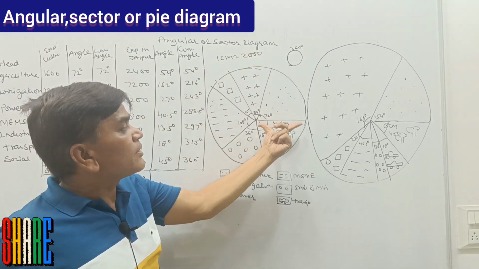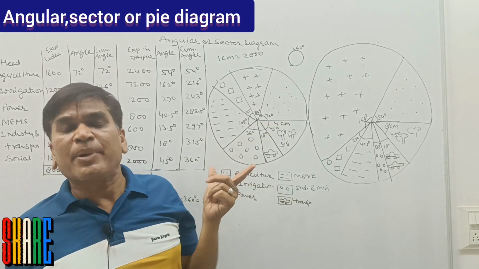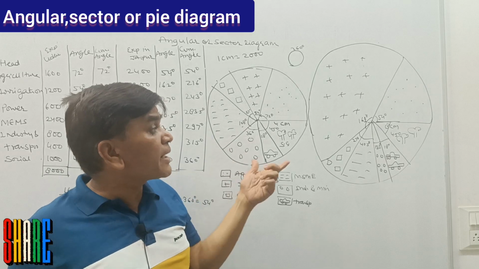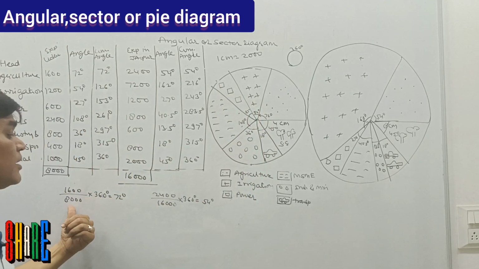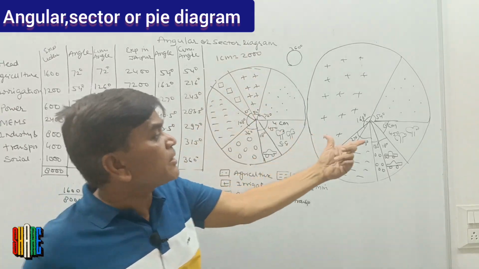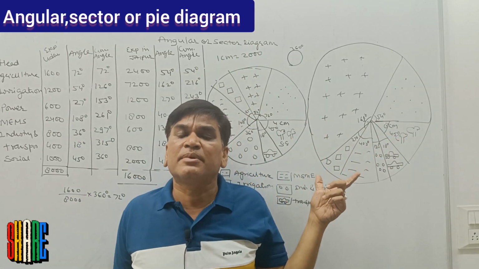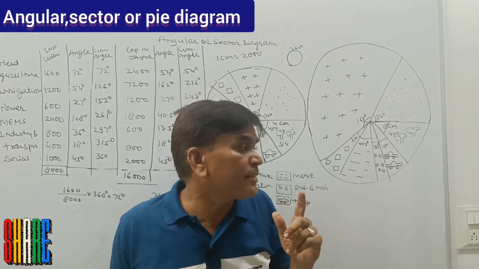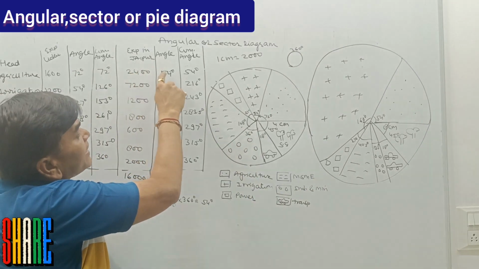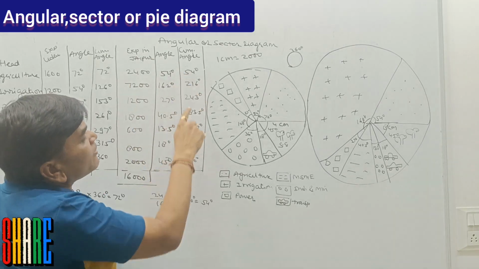So the first pie diagram will have a radius of 4 centimeters. But the second will have 16,000, so 16,000 divided by 2,000 gives 8 centimeters. So our second diagram's radius will be 8 centimeters. Otherwise everything is the same. Taking the angle is the same, taking the cumulative angle is the same.